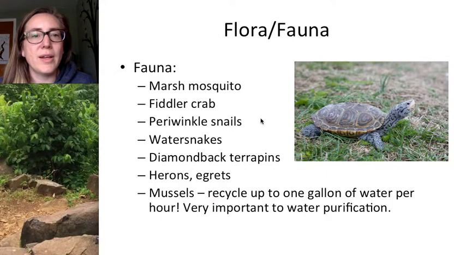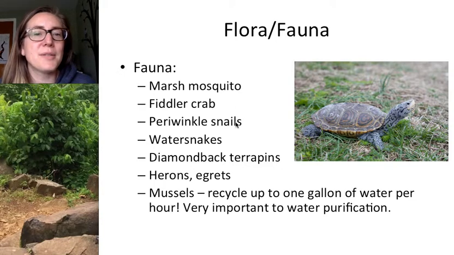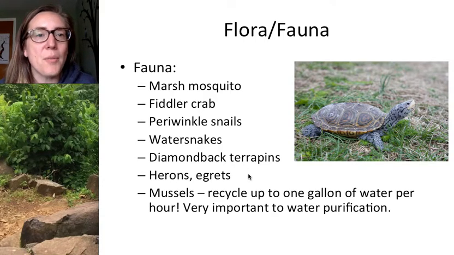And on to the fauna. So again, breeding grounds for so many different organisms. Insects like the marsh mosquito, or higher vertebrates like this diamondback terrapin, or invertebrates like fiddler crab or periwinkle snails, water snakes, herons and egrets. So a lot of birds are going to use this area of the salt marsh for their nesting grounds.